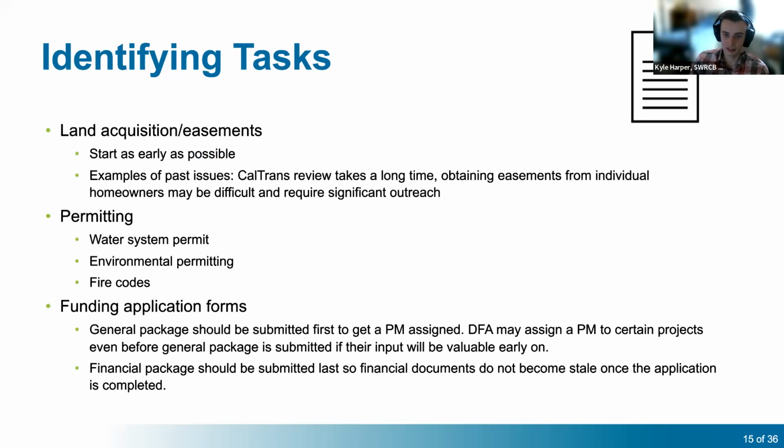And I will briefly touch on some additional tasks that may pop up for full planning projects. I guess the most important aspect for land acquisition and easements is that this should be started as soon as possible due to this task being known to cause project delays. Just to highlight how this can cause delays, we have seen projects get delayed due to Caltrans review taking a long time. We have also seen delays caused from obtaining easements from individual homeowners taking a while, since this task can require a significant amount of outreach.